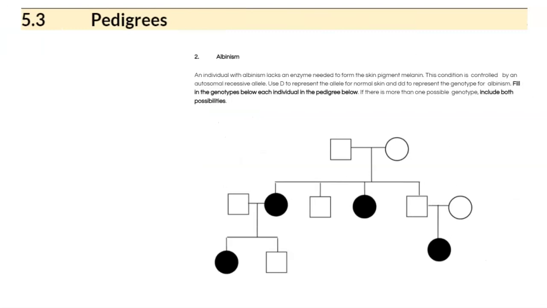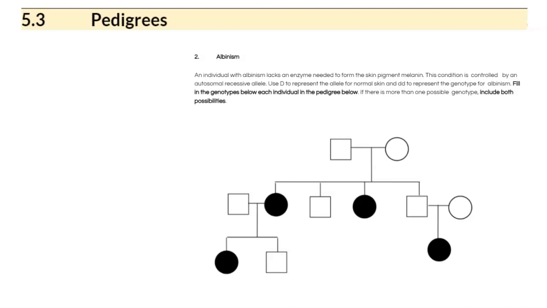In this next question, we're talking about albinism. Albinism is a trait where you lack melanin, which means that your skin will be pretty pale, your hair will be pretty pale, and your eyes sometimes have a bit of a red tinge to them. It is autosomal recessive. Use D to represent the allele for normal skin and little d to represent the allele for albinism. Fill in the genotypes below for each individual in the pedigree.